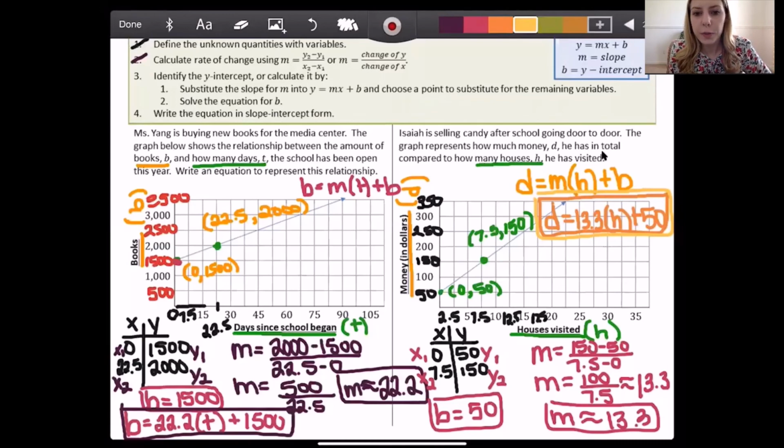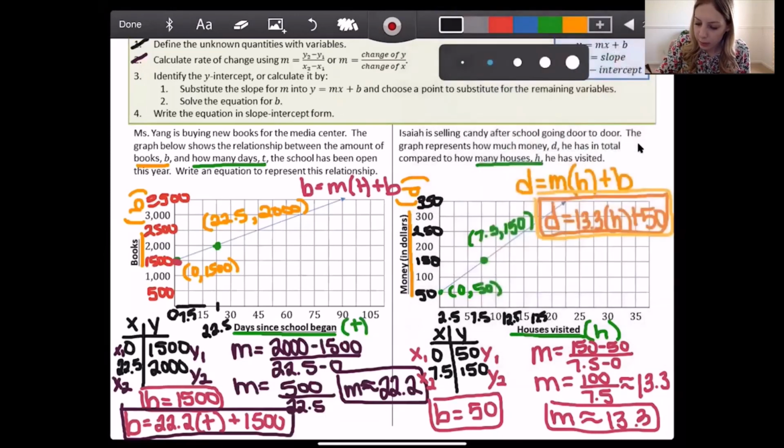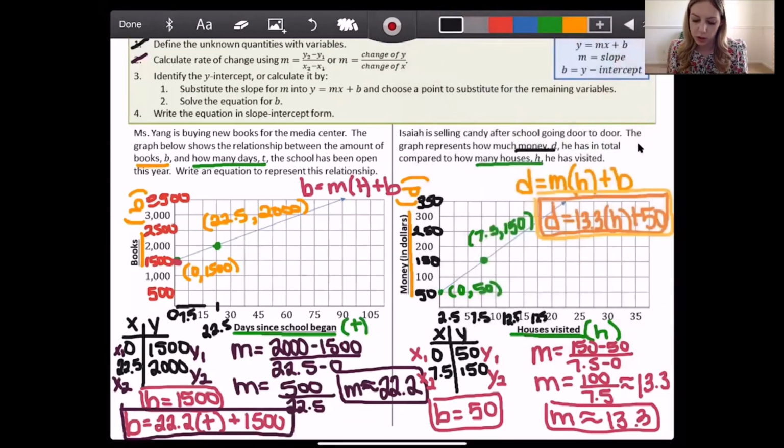Okay, so welcome back. On your problem, Isaiah is selling candy after school, going door to door. The graph represents how much money D he has in total compared to how many houses H he has visited. So my first step was to label the unknown quantities with variables. So I had houses visited as H, and then we had the money in dollars. So I labeled H and D.